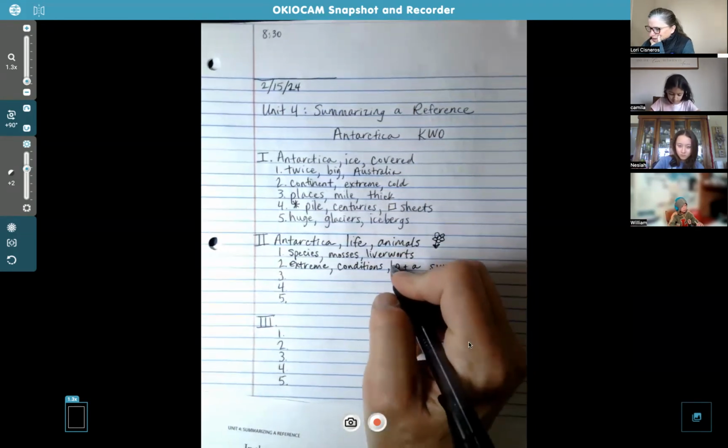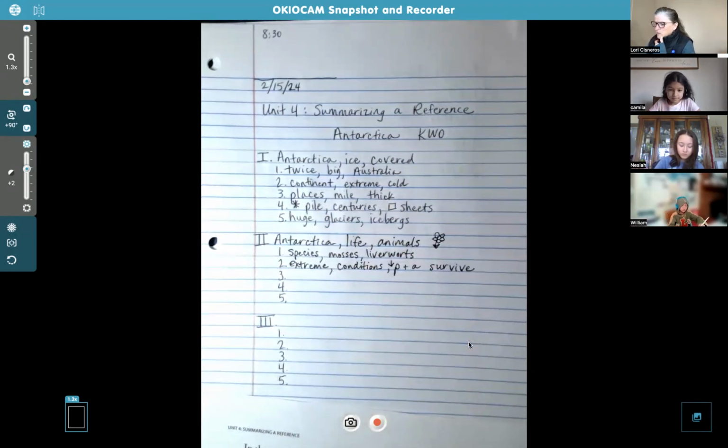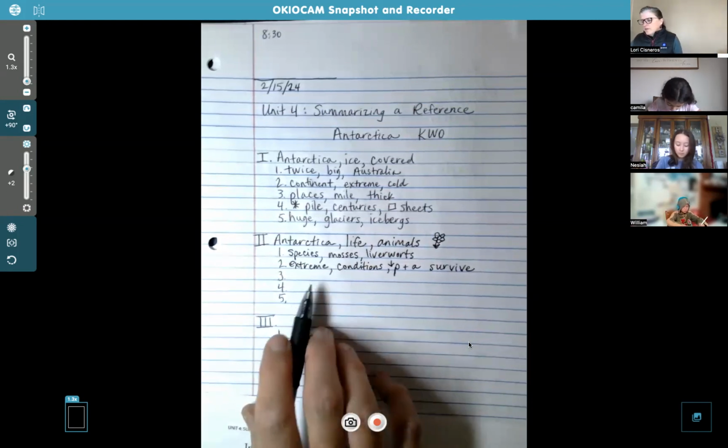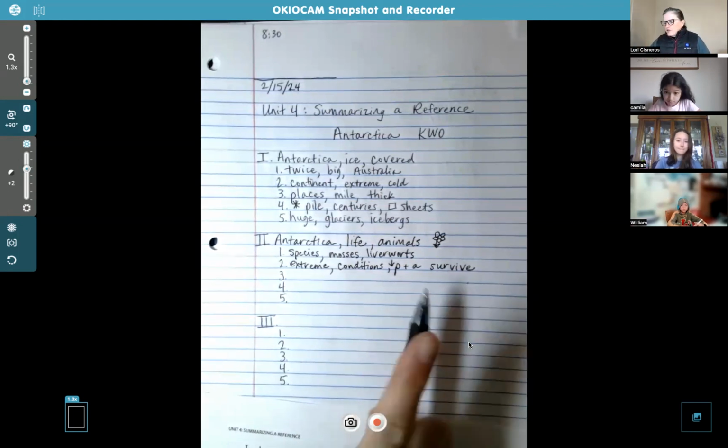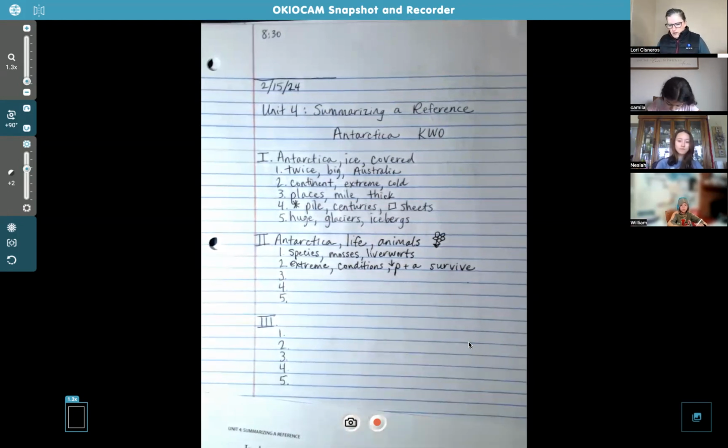Maybe a down arrow right here, like not many, few plants. I don't know. Whatever makes sense to you guys. If you just want to do extreme conditions survive, that's fine. I felt like I needed a little extra something here to help me remember what I was talking about. I put a down arrow to kind of represent few. P and A, plants and animals. Okay. I know, how's yours coming, William?